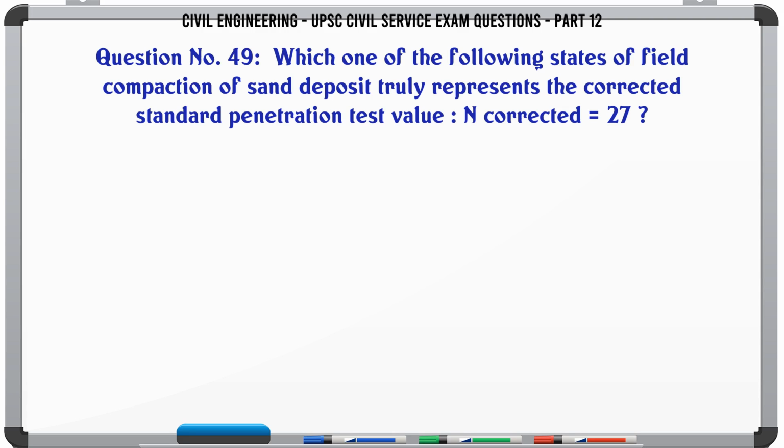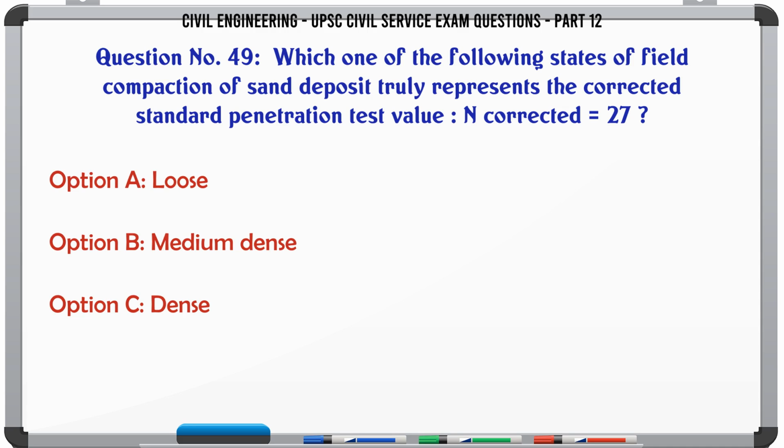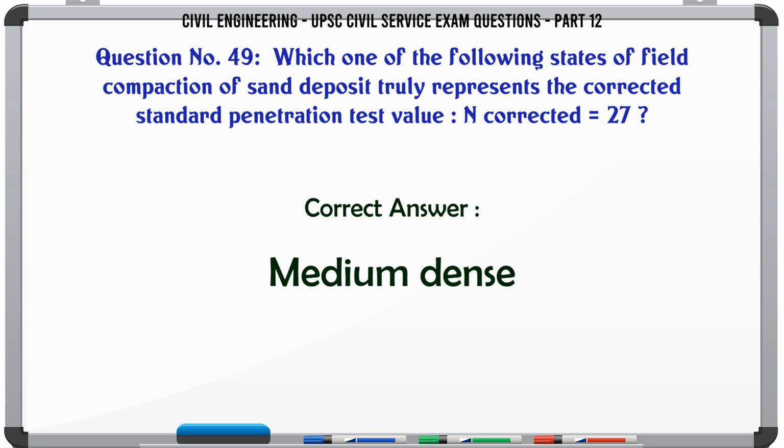Which one of the following states of field compaction of sand deposit truly represents the corrected standard penetration test value of corrected N = 27? A, loose; B, medium dense; C, dense; D, very dense. The correct answer is medium dense.